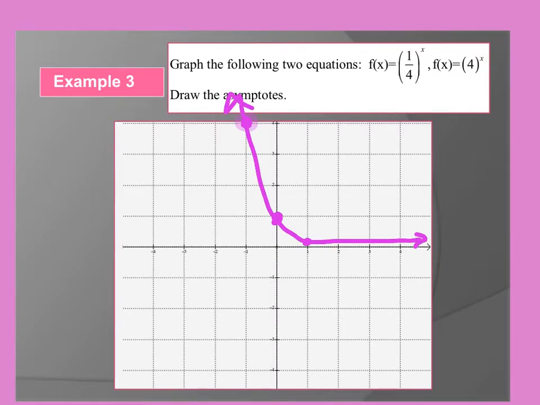Okay, second one, f of x equals 4 to the x. 4 to the negative 1, 1/4. 4 to the 0, 1. And 4 to the first, 4.